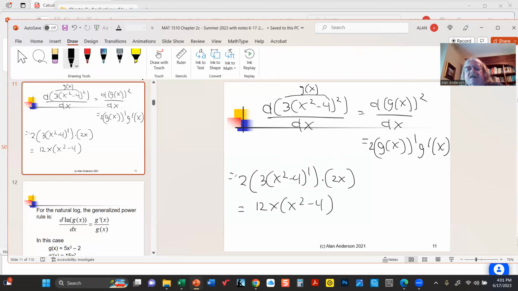Because what's happening here is that the g of x is this 3x squared minus 4. The whole thing is squared. So you're going to have 2g of x to the first power times g prime of x. So the 2 is here. This is all g of x to the first power. Then you have g prime of x. That's the derivative of what's inside.